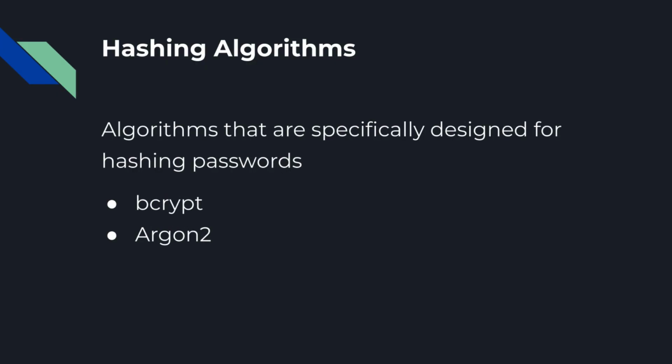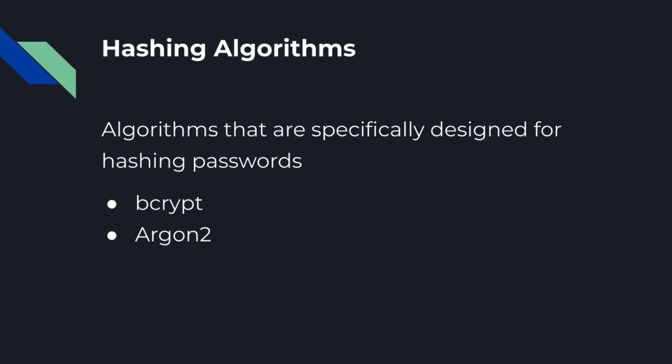For password storage, we should use algorithms that are specifically designed for hashing passwords. These algorithms are intentionally slow and computationally expensive, making it much harder for attackers to crack stolen password hashes. Two of the most popular choices today are bcrypt and Argon2.